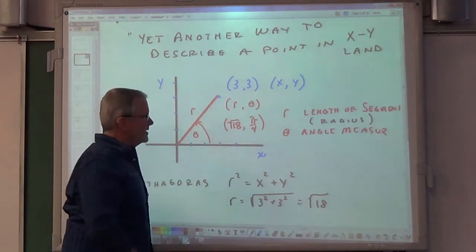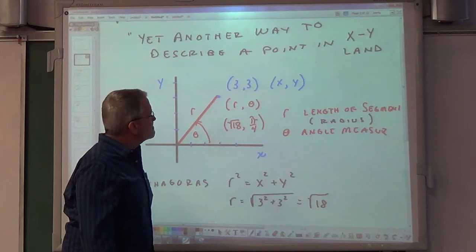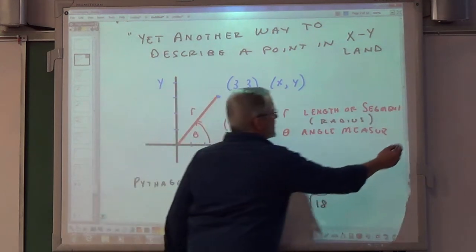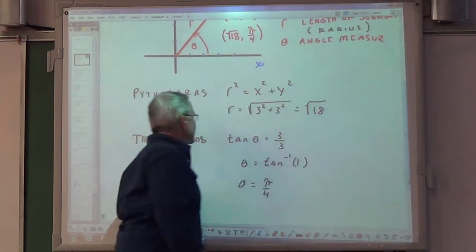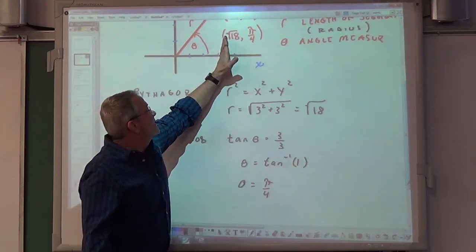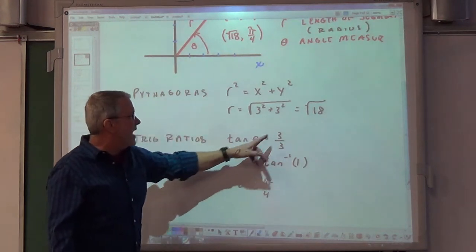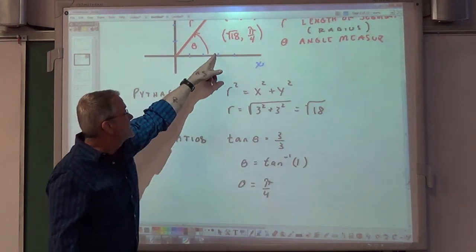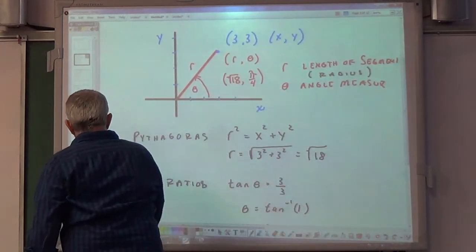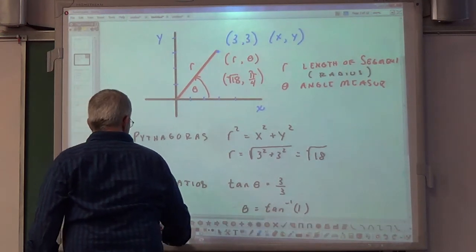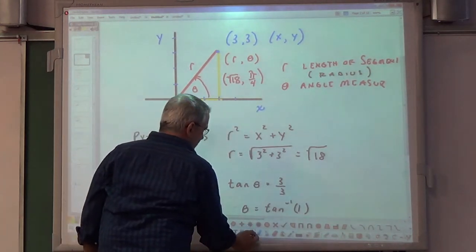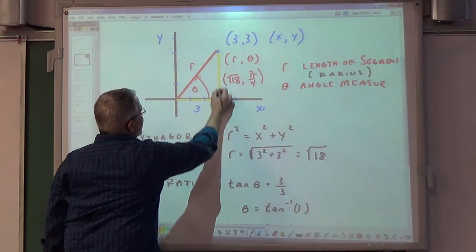Well, how do I find this theta right there? Let's use some basic geometric definitions of trigonometric ratios. The tangent of theta is defined to be the opposite over the adjacent. Looking at this triangle right here, this particular length is 3, and that length is 3.